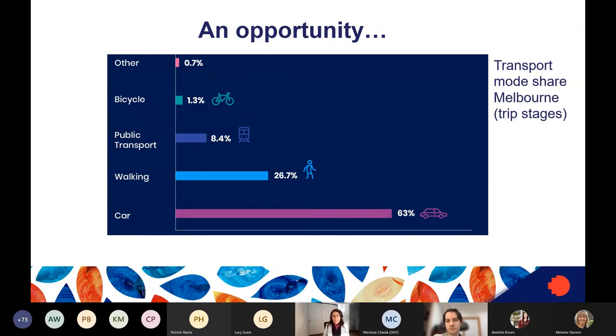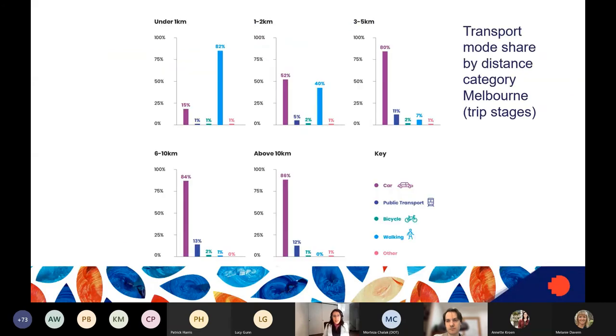I've got here a title that says "an opportunity", because when we look at that information in more detail by distance category, we agree with the Victoria Walks report. A lot of people drive for short distances. So 15% of their trip stages under 1 kilometre are by car, and 52% between 1 and 2 kilometres are by car, and so on and so forth. And this is the very issue that we are addressing with our model: the health impacts of shifting short to medium distances to walking and cycling, or a combination of both.